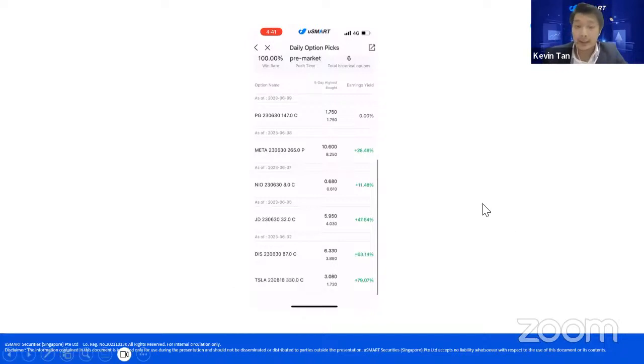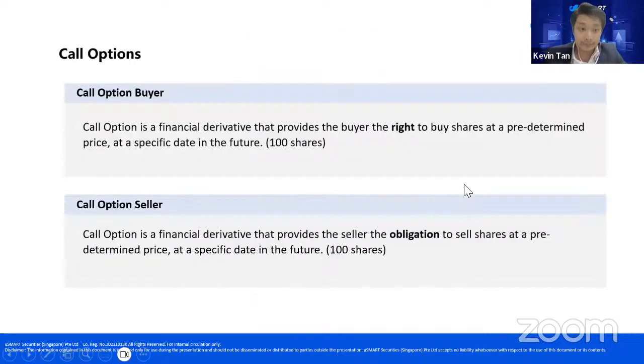This is just an example of what you could potentially derive from options. And now I would like to go a little bit more into what options are, and I will share from the perspective of the buyer and the seller.